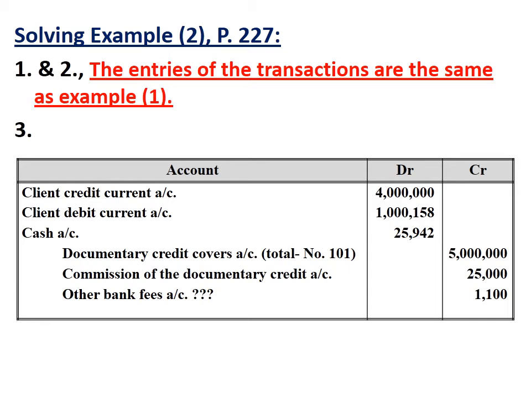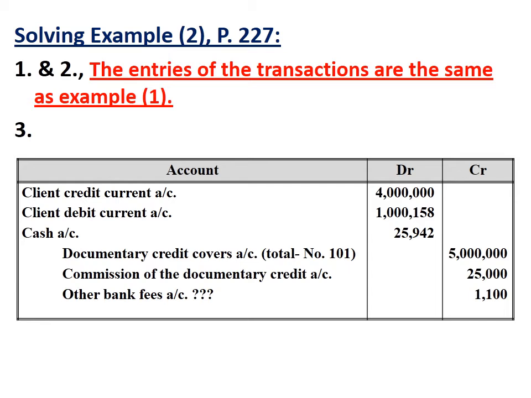Then we got from him cash 25,942. Why 942? 25,942 because the 25,000 represents the 0.5% of the 5 million as a full value of the credit, times 0.5% gives 25,000, plus 942 commission. This is the cash. Then documentary credit covers 5 million and commission of the documentary credit 25,000.